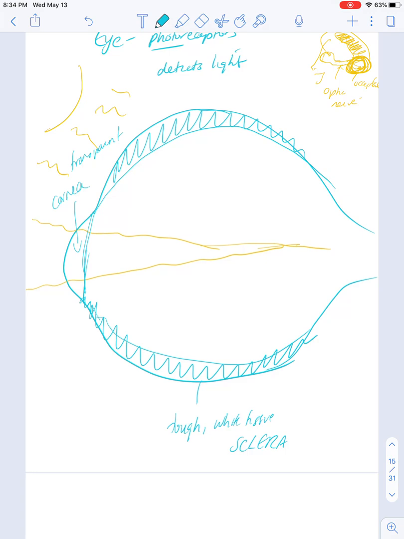So the sclera is white, and you can't see through the sclera. You can only see through the cornea, which is transparent. It's actually part of the sclera, but it's a transparent part of the sclera. And you need that to be transparent so you can see things.